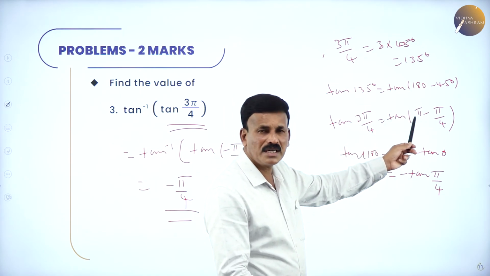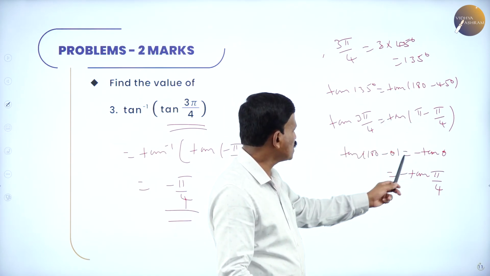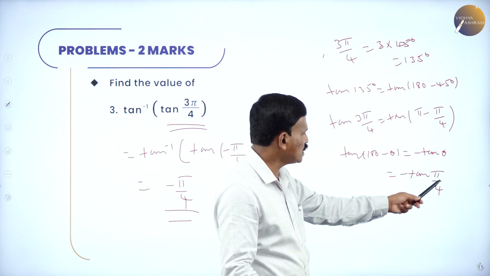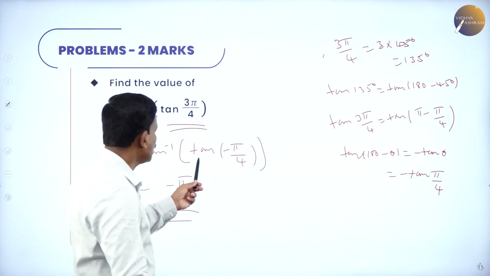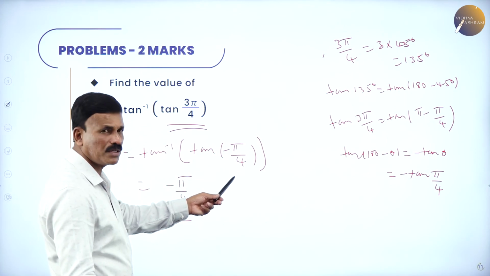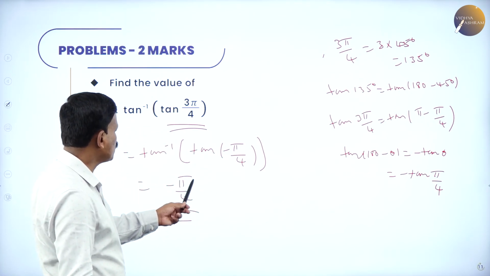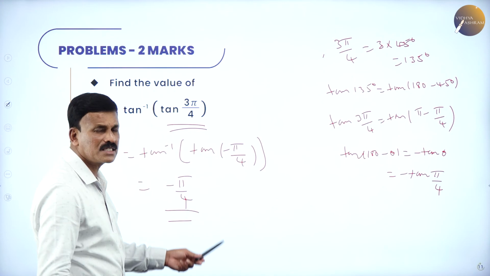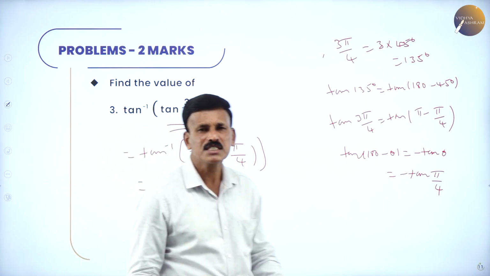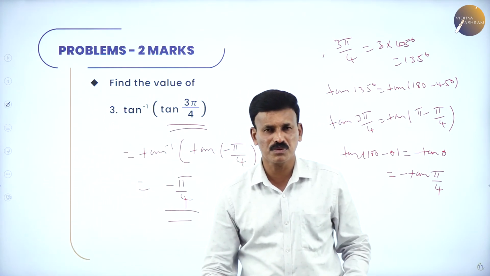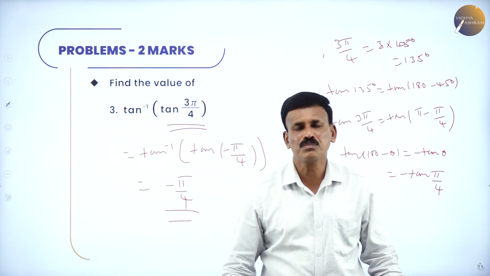So now apply the allied angles. Tan 180 minus theta is minus tan theta. What is theta here? Pi by 4. So that is tan of minus pi by 4. Tan inverse of tan of minus pi by 4, tan inverse gets cancelled. That is equal to minus pi by 4, the simplified answer for this problem. Hope you followed this.